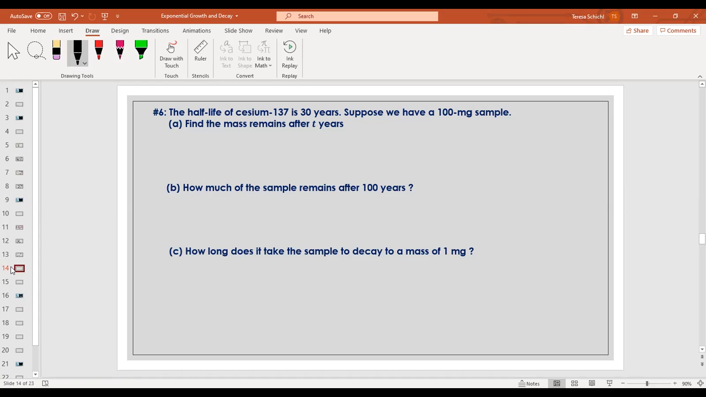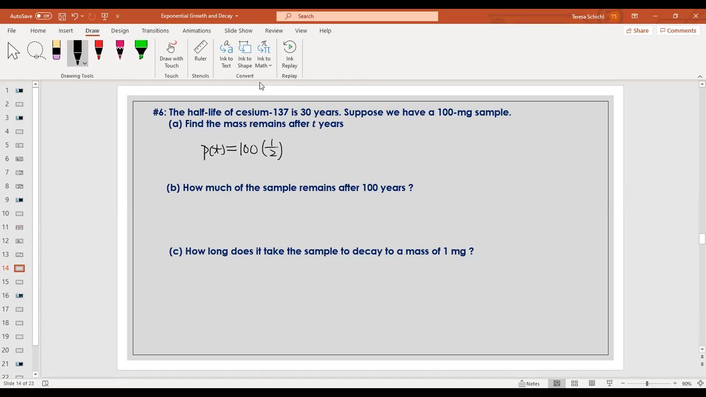Number 6 asks us, what is the half-life of cesium-137? It is 30 years. Suppose we have a 100 milligram sample. What is the mass remaining? So this one is easy, right? We already know the mass remaining P(t) is equal to the initial, which is 100, because it's a half-life, so it's 1/2.